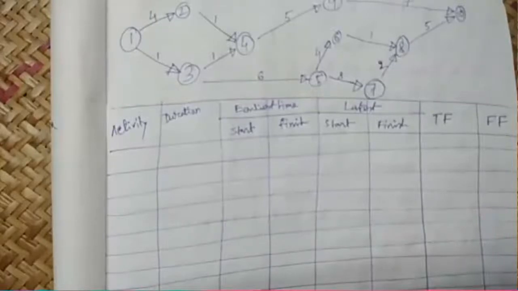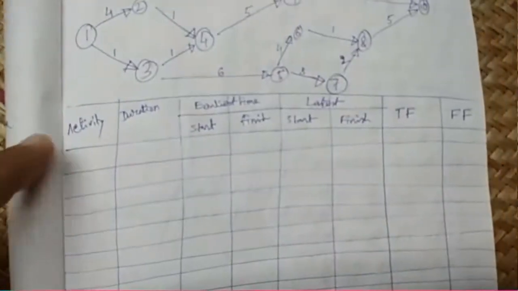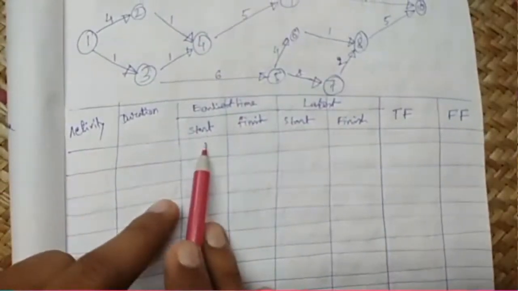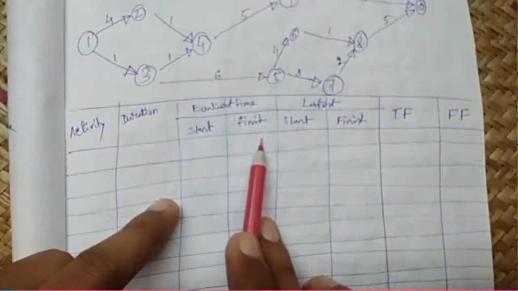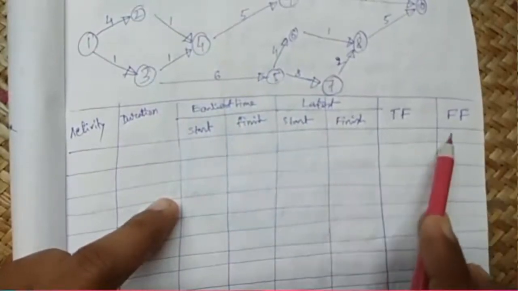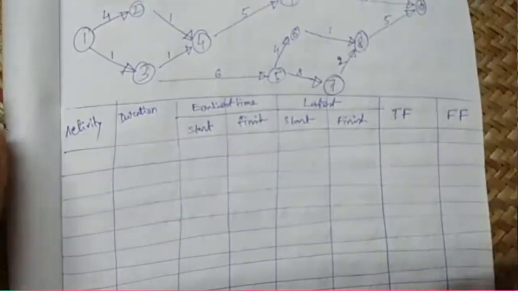Okay, so our job at the very first is to draw this table. Here, first column is activity, second is duration, third is earliest start, fourth is earliest finish, then latest start, latest finish, total float, free float. So these are our columns.